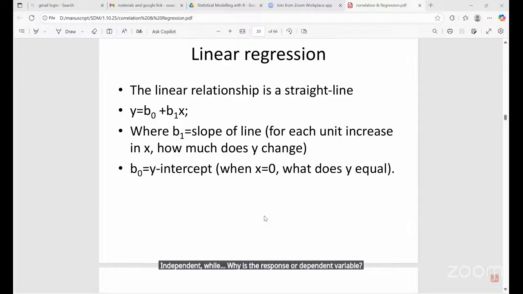b1 is the slope of the line, and we define b1 as the change in y for every increment in the independent variable x. So for every unit increment in x, y changes by b1. Meanwhile, the intercept is the value of y when x is equal to 0.